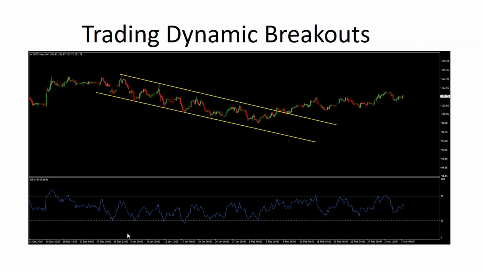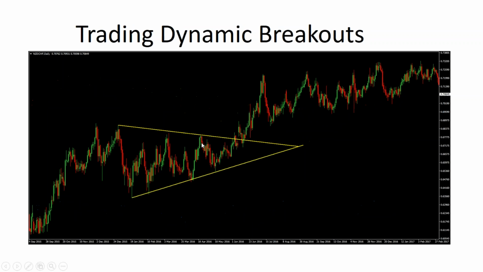Now, channels aren't the only dynamic structures that we can trade. We can also trade breakouts of patterns, because chart patterns, again, are simply identified using trend lines. And one of the best patterns that we can look to trade breakouts of are triangles. So triangles are a consolidation pattern formed by two converging trend lines, which again demonstrate a contraction of momentum in the market, and breakouts from these patterns can be extremely volatile.